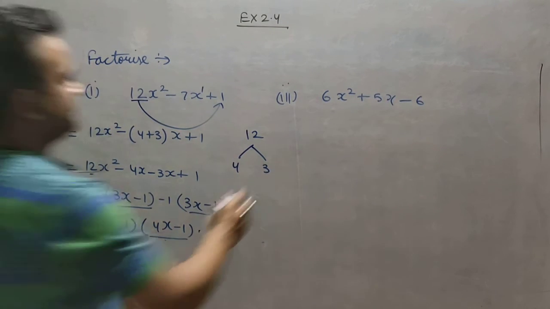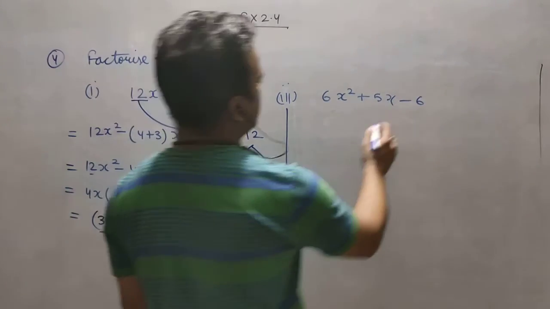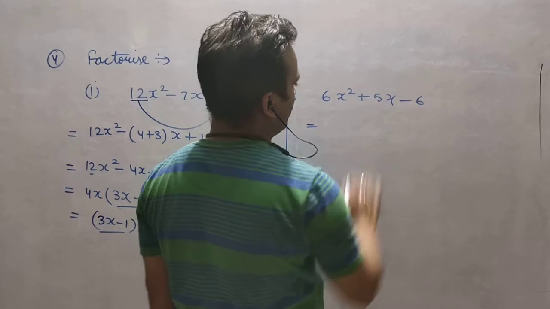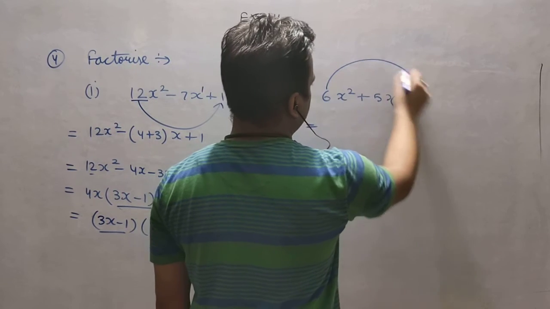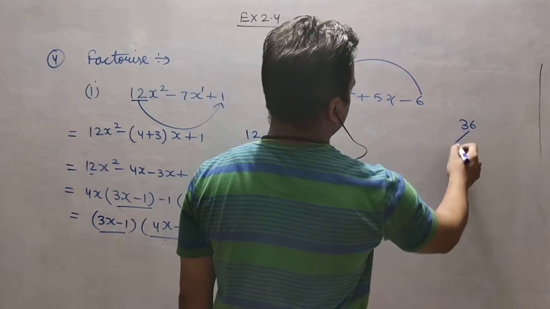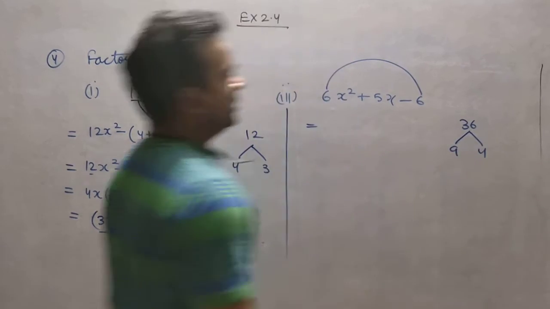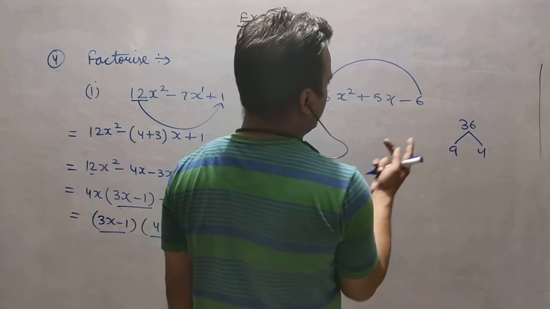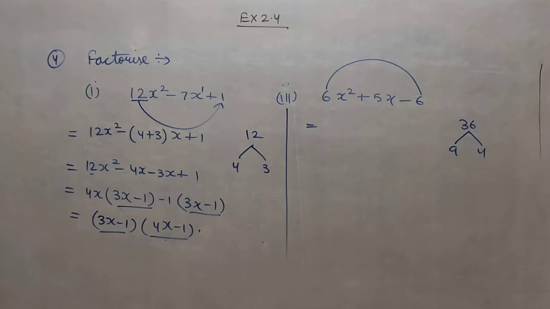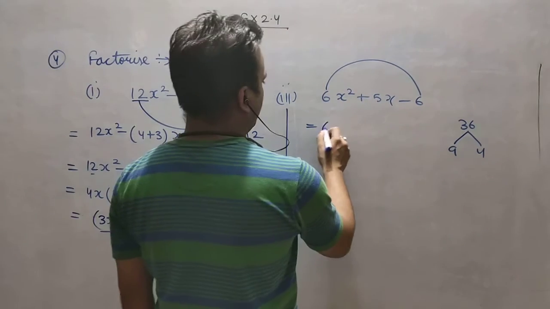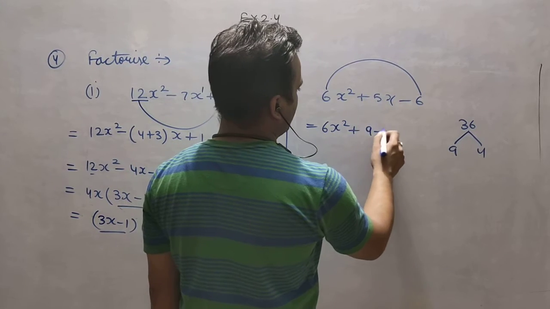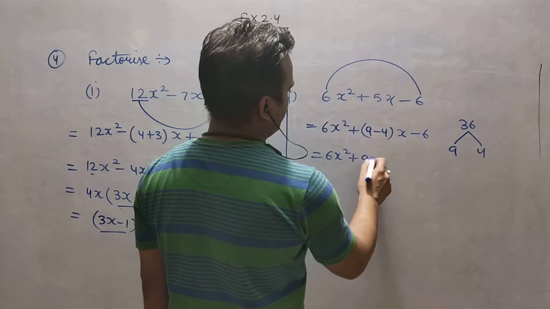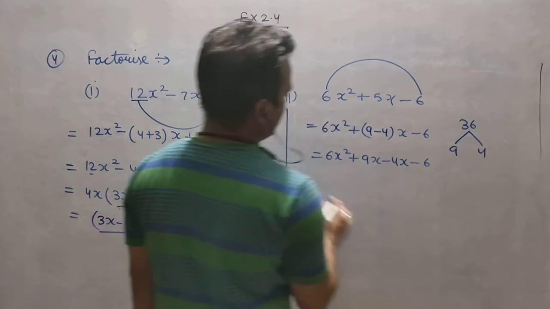Now next one is, again we will check the power 2, 1, 0. Then we will multiply the first coefficient and last coefficient. It is 36. 36, take two factors, 9 and 4. 9 minus 4 is 5. You have to see two factors whose sum or subtraction should be the middle value. Now 6x square, and it will be 9 minus 4x minus 6. It is 6x square plus 9x minus 4x minus 6.